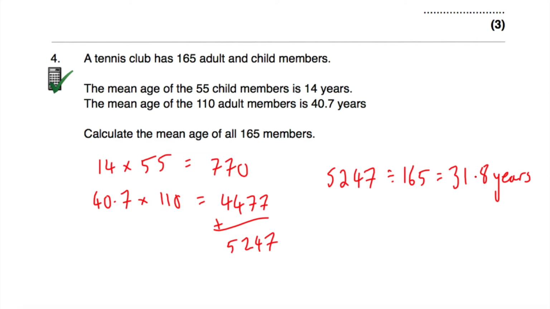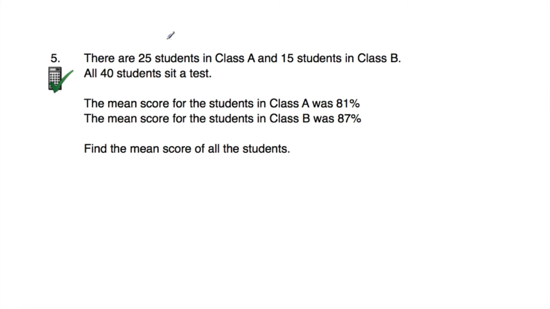Okay, question number 5. We've got 25 students in class A and 15 students in class B, and all 40 students did a test. The mean score for the students in class A is 81%, and the mean score of the students in class B is 87%. So class B just performed a bit better than class A. And the question says, work out the mean score of all the students. Okay, so let's start off with Class A to begin with.